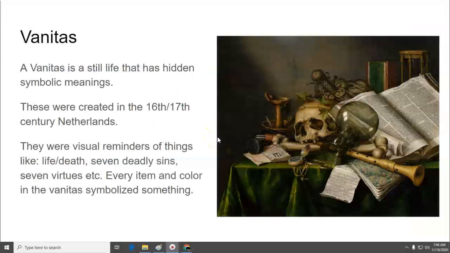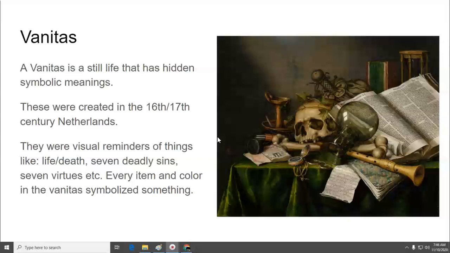What you just saw was a Vanitas. It's a still life arrangement that has hidden symbolic meanings. They became really popular in the 16th and 17th century Netherlands. That was during the Reformation, when people stopped making illustrations of religious subjects and instead used still lives to teach things about life and death, the 7 deadly sins, the 7 cardinal virtues, morals, rules, things of that nature.